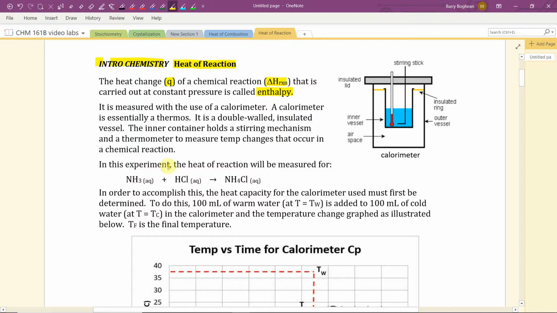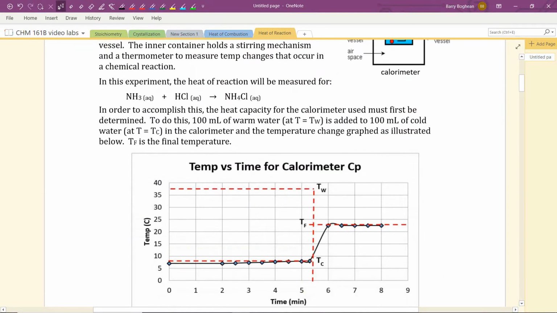In this experiment, we are going to measure the heat of reaction for aqueous ammonia reacting with aqueous hydrochloric acid, producing ammonium chloride. To do this, first we have to measure the heat capacity of the calorimeter itself.